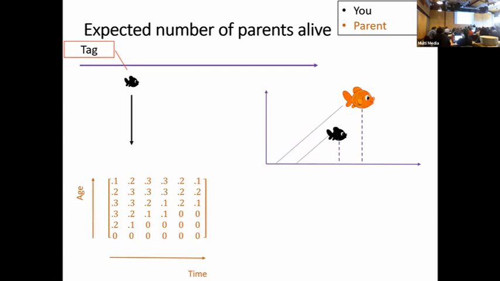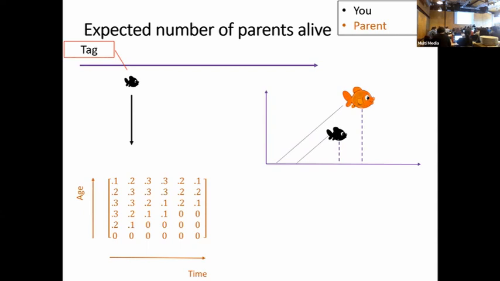So you are the tag. You are tagging some relatives out there in the population, and it's easiest to see how it works with the parents, because we know that at the time you were born, you had exactly two parents living. That's an indisputable fact. So you would be tagging those two individuals. And as time goes by, your parents would potentially be dying, and you don't necessarily know the age of the parents at this time point. So you would know with probability one that you had exactly two parents.